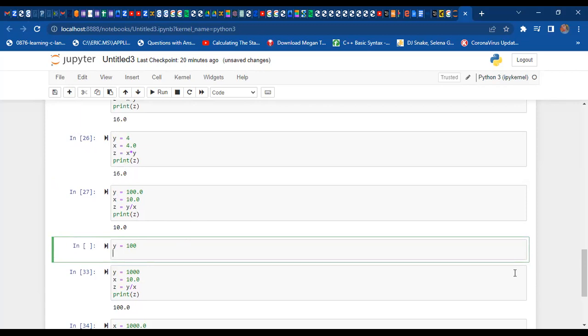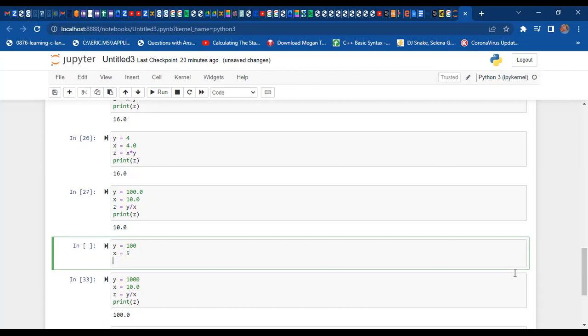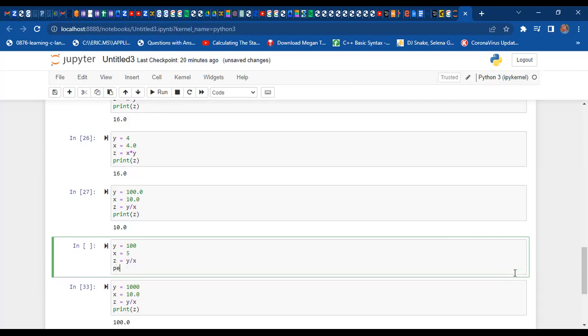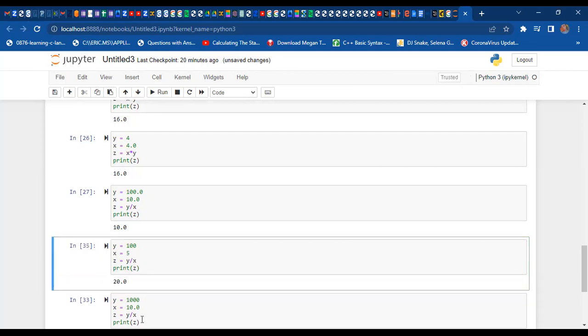Can you use just a float division like 100 divided by 5? Okay, z is equals to y divided by x. Print z. That's going to give you an integer. No, it will give you a float. Yeah, it's a float division. So whenever we're using the normal division, the answer is always a float, no matter the inputs.